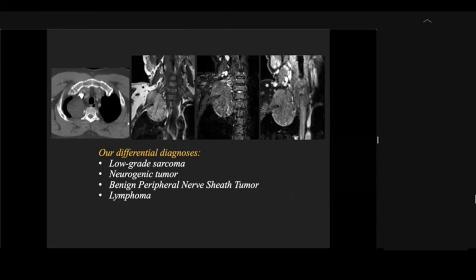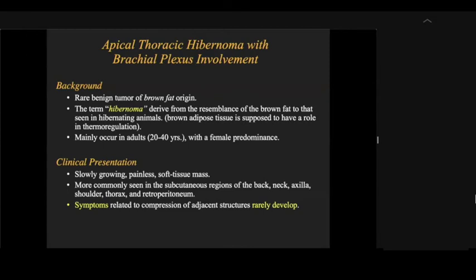So our differential diagnosis included a low-grade sarcoma, neurogenic tumor, a benign peripheral nerve sheath tumor, or lymphoma. The patient underwent a percutaneous biopsy of the lesion and it was consistent with a hibernoma. So hibernomas are rare benign tumors of brown fat origin. The term hibernoma derived from the resemblance of the brown fat to that seen in hibernating animals.